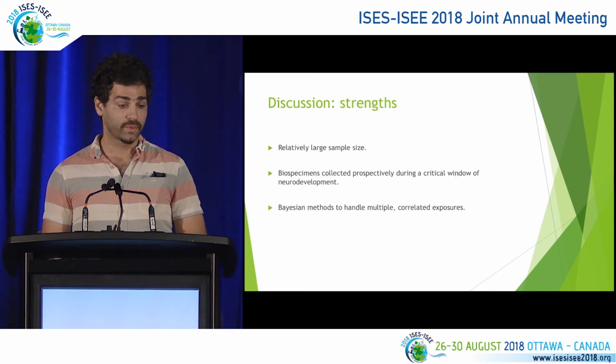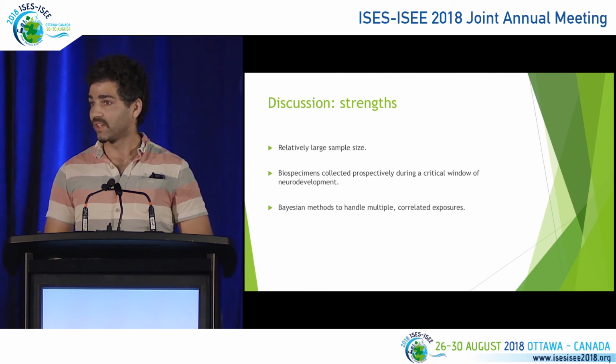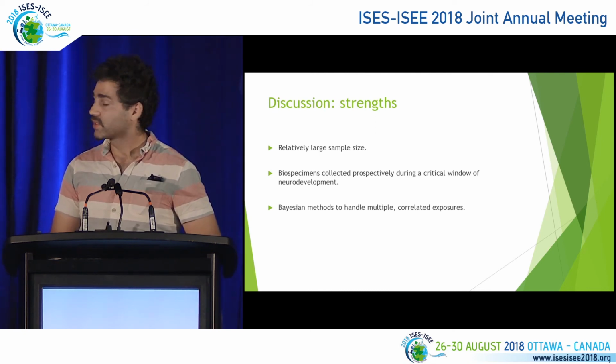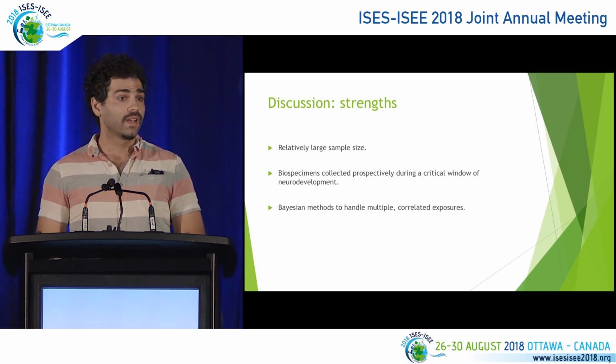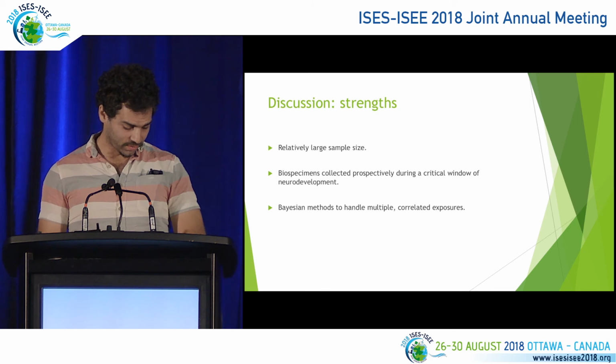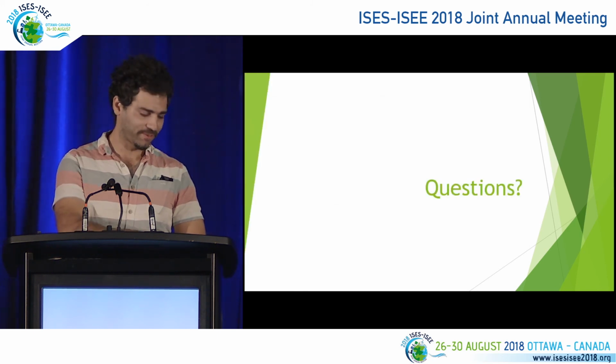Our strengths were that we had a relatively large sample size, biospecimens were collected prospectively during critical windows of neurodevelopment, and we used Bayesian methods, which I peddle to everybody I talk to. So this can handle those multiple comparisons issues, handle multiple correlated exposures within single regression models. And I'm happy to field questions, which I think I have 20 seconds to do. Thank you.